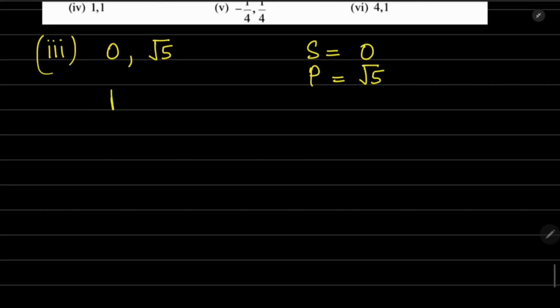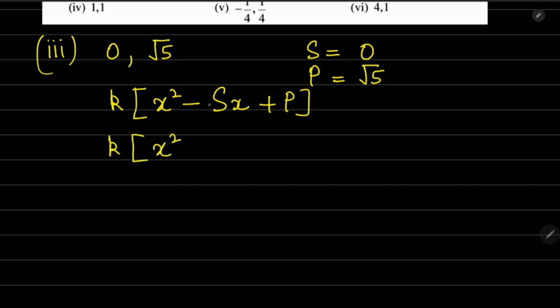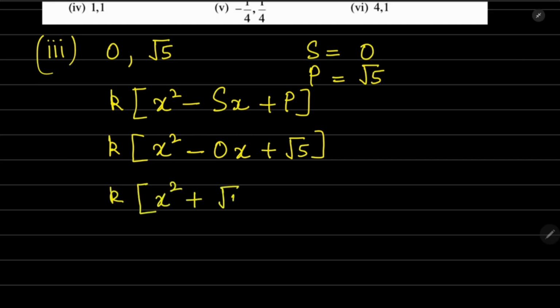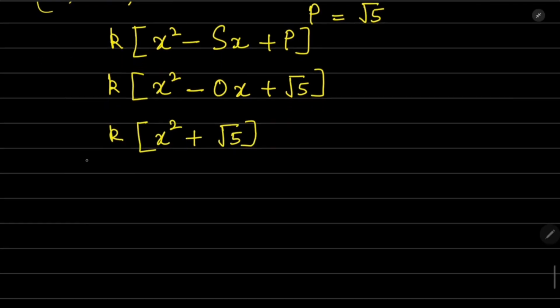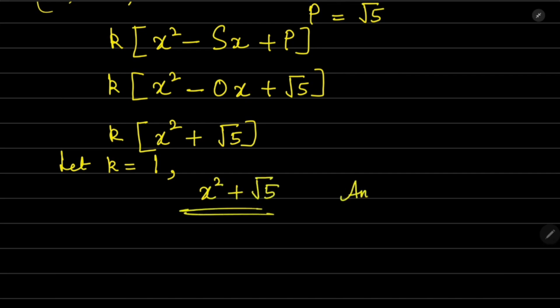The polynomial is nothing but x square minus sx plus p. Let's substitute here k into x square. You will not have a second term because it is 0. So 0x plus root 5. So what is it? K into x square plus root 5. Okay, so let k be 1. Let k equal to 1. So your answer will be x square plus root 5 is the required answer.